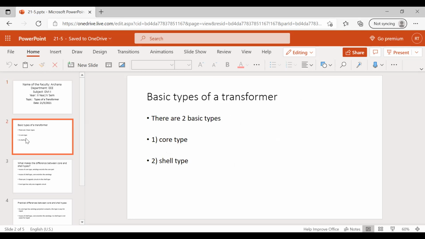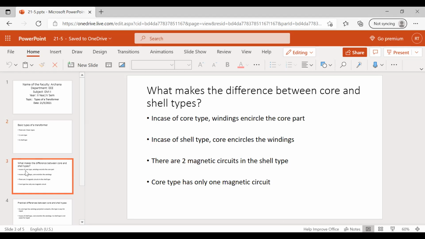Basically, transformers are classified into two types: the core type of transformer and the shell type of transformer. Rarely we hear about a third type, which is the Berry type, but that is not being used nowadays. Only we have either the core type or the shell type of transformer. Whichever it is, it has to work on the principle of mutual induction.